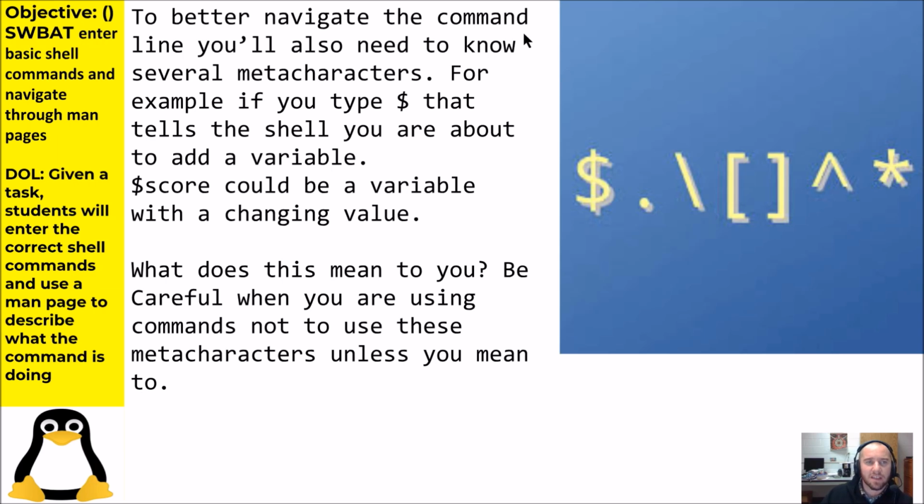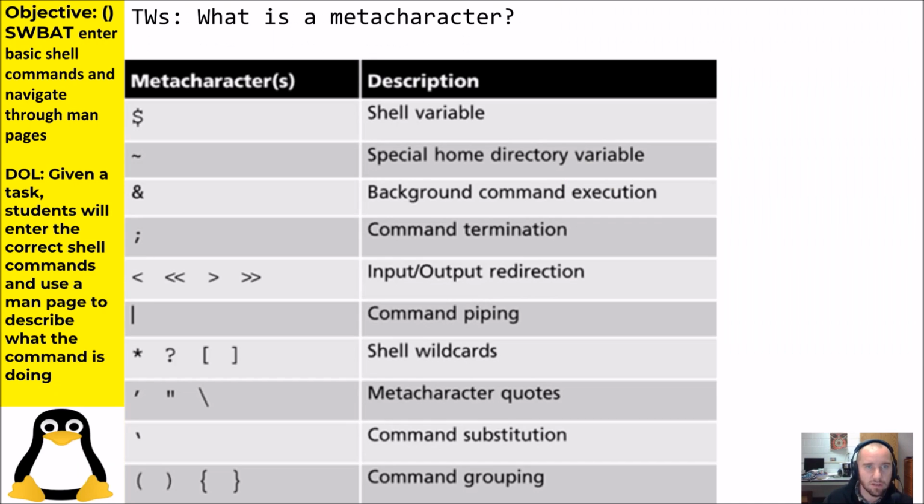But to better navigate the command line, you'll also need to know several meta characters. For example, if you type in the $, that tells the shell you're about to add a variable. So $score could be a variable with a changing value. You know, in my programming classes, I use the word score as a variable example all the time because score is one of those variables that change often in a program. Now, what does this mean to you? Be careful when you're using commands not to use these meta characters unless you actually mean to.